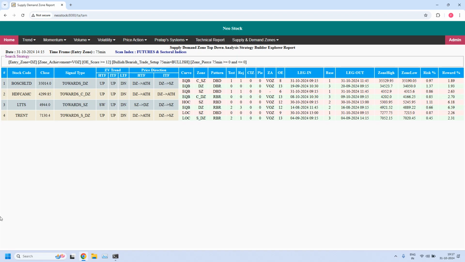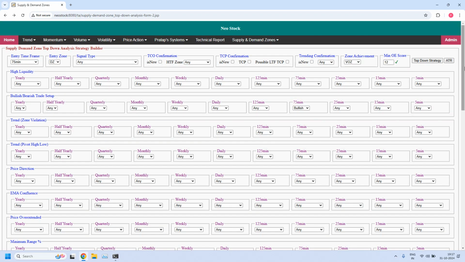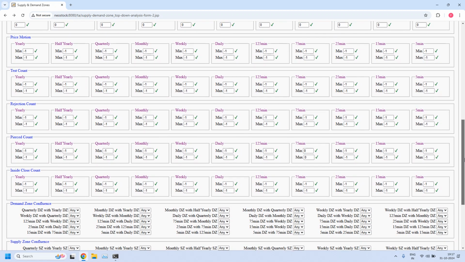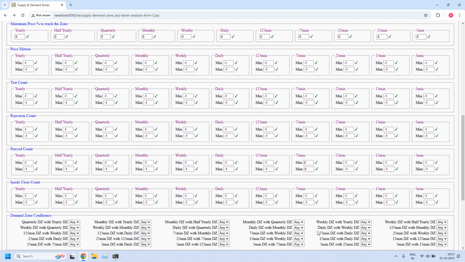In all these 75 minutes demand zone, there could be high probability supported stocks might be available. Let's find based on first combination is ITF demand zone confluence, that is 75 minutes demand zone with daily demand zone confluence.